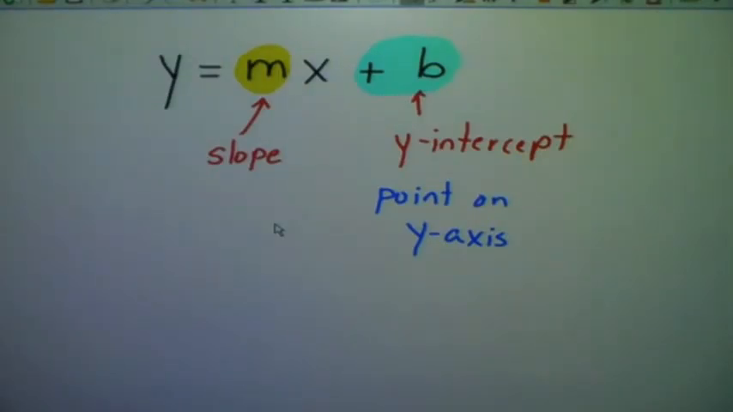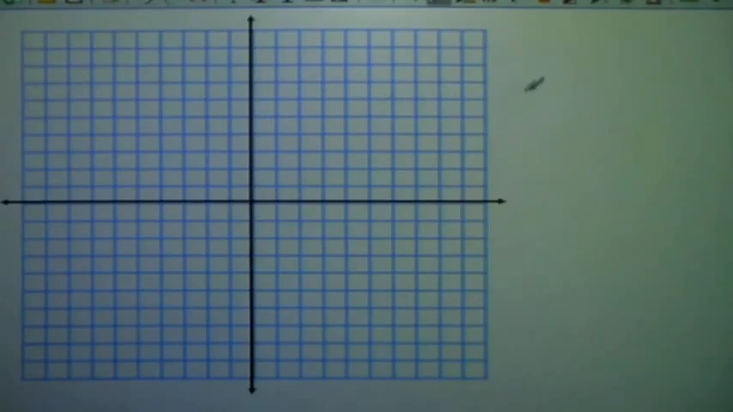Then from there, we'll use the slope to find the second point, and then draw a nice straight line through those for our graph. Let's look at a few examples. Let's begin with the equation I've got written over on the right. Let's start with y equals 2/3 x plus 4. We have a slope of 2/3 and a y-intercept of positive 4.